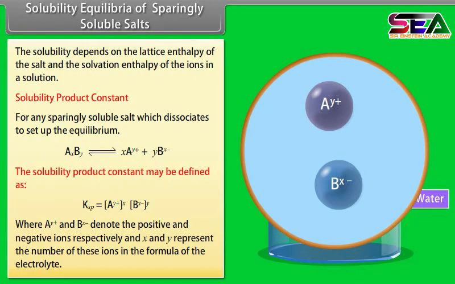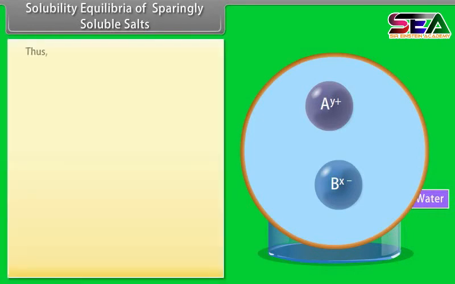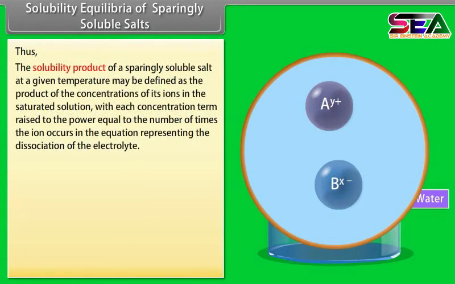where A^(y+) and B^(x-) denote the positive and negative ions respectively, and x and y represent the number of these ions in the formula of the electrolyte. Thus, the solubility product of a sparingly soluble salt at a given temperature may be defined as the product of the concentrations of its ions in the saturated solution, with each concentration term raised to the power equal to the number of times the ion occurs in the equation representing the dissociation of the electrolyte.